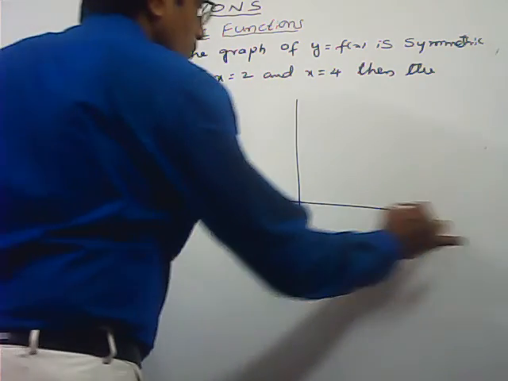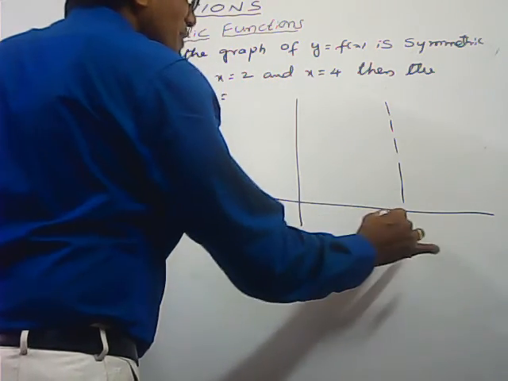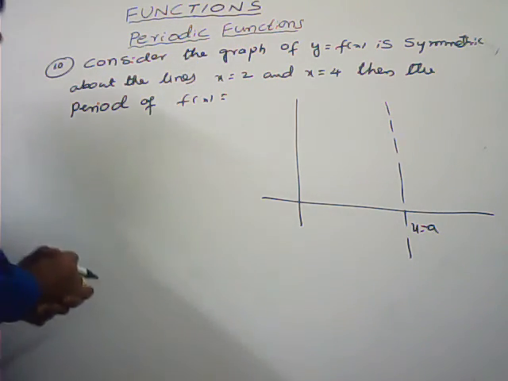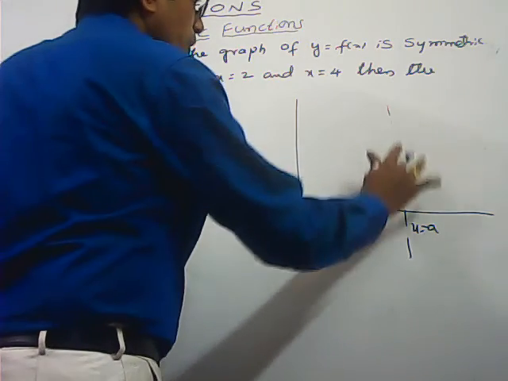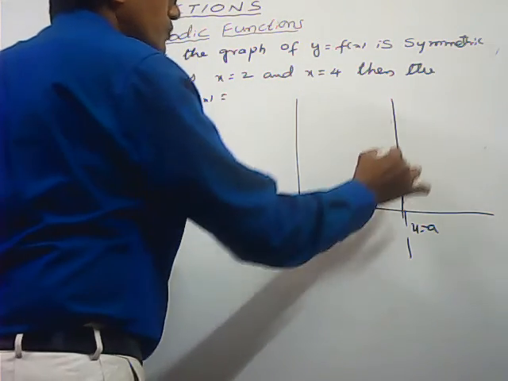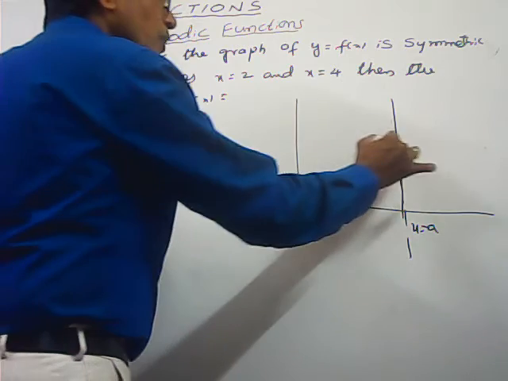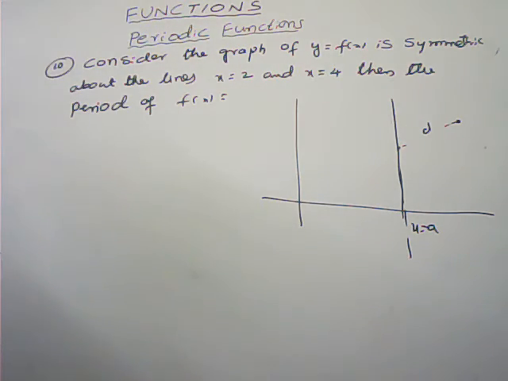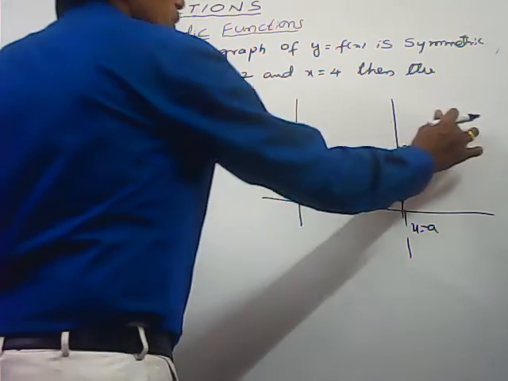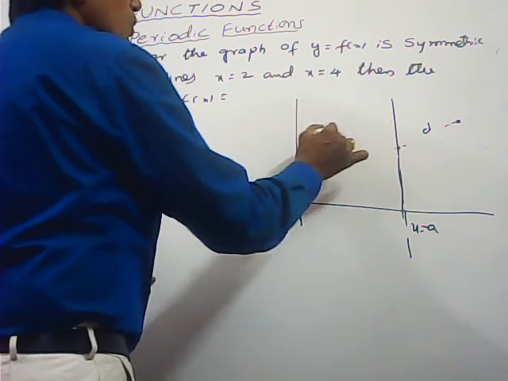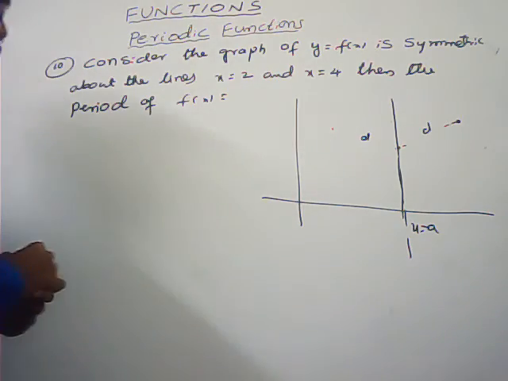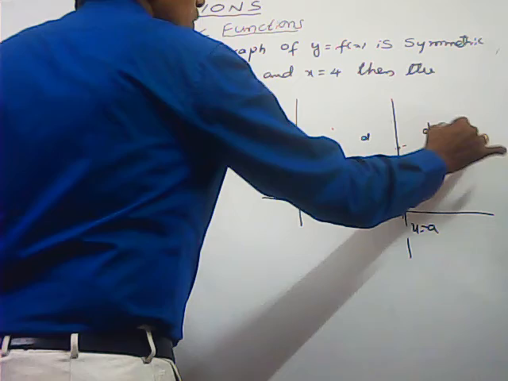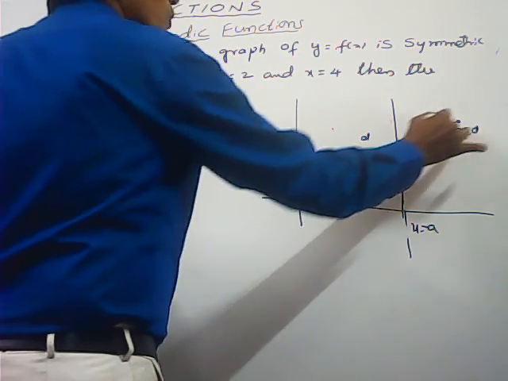For example, if the graph of the curve is symmetric about x equals a, you can see that from x equals a, you can take any point at a distance of d units. On one side this is a plus d, and on the other side, at a distance d units, you can find one more point, a minus d.